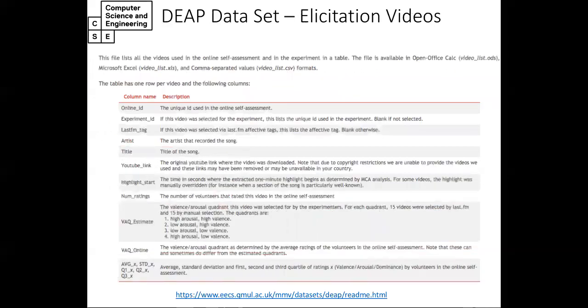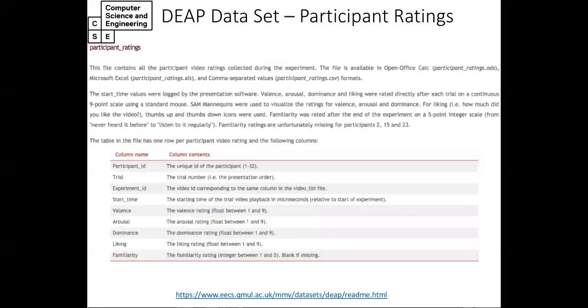In this case, the elicitation videos, we already talked about them. I'd rather show you some examples, so I'm going to go past that. Participant ratings. Now, this is the actual people that came in and were shown the video clips. There were 32 of them. And while they had all this stuff attached to them, they also had to mark valence, arousal, dominance. And there are 2 things on here that I didn't see in the other ones: liking and familiarity.